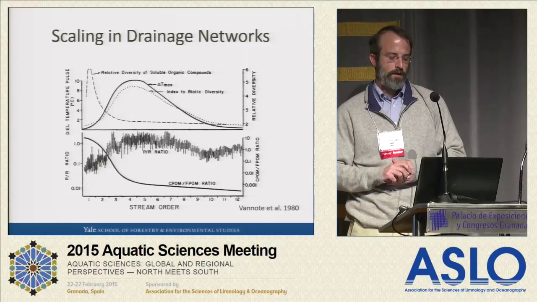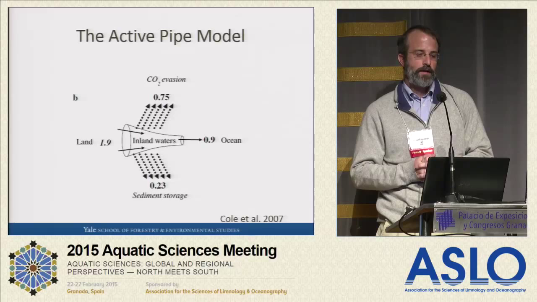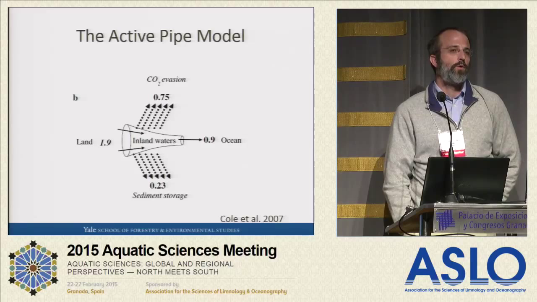And this fit very well into John's active pipe model, which he published a few years ago, right? This was another concept that many of us could rally around in the inland water science community, and it pointed out the reactive nature of inland waters and drainage networks.